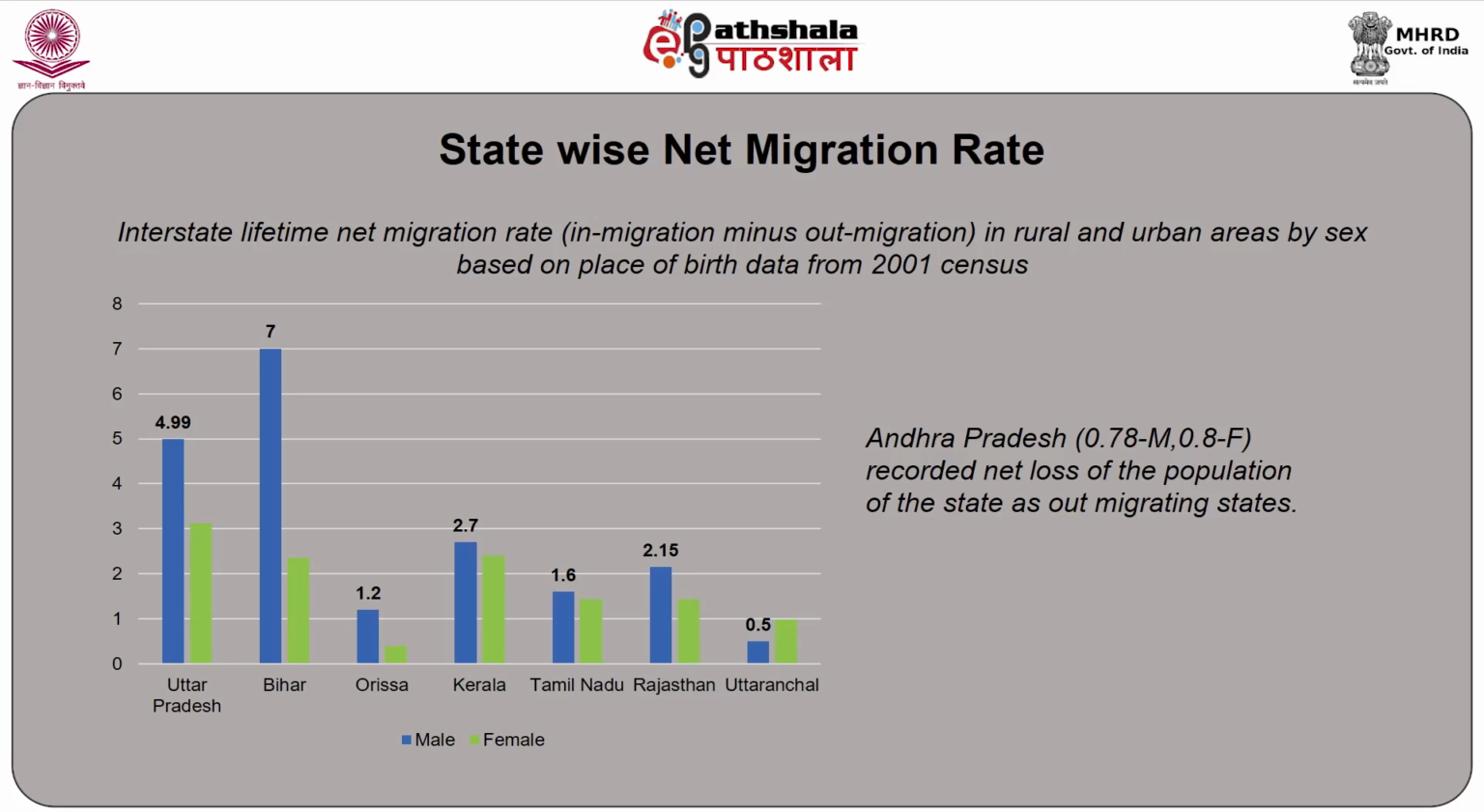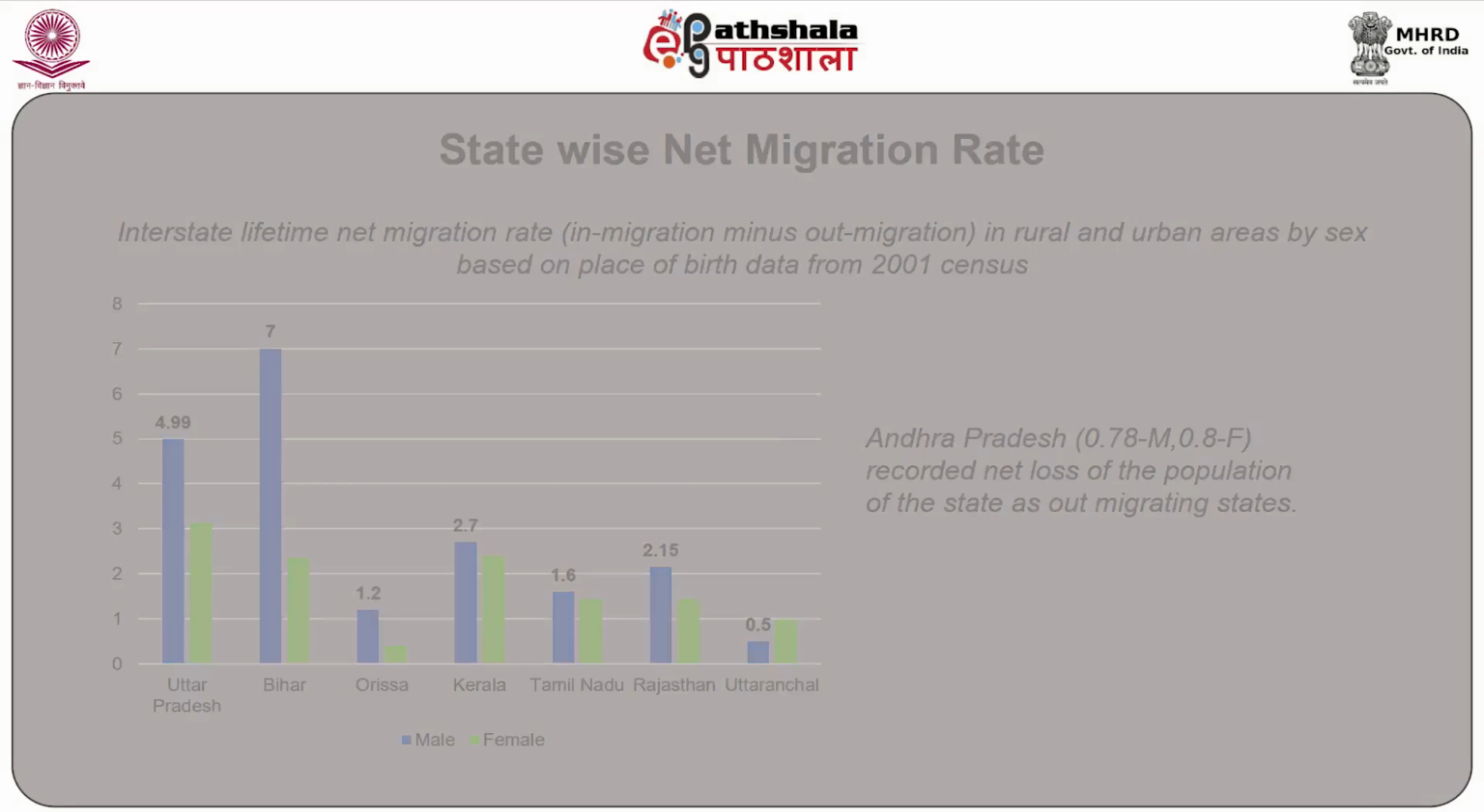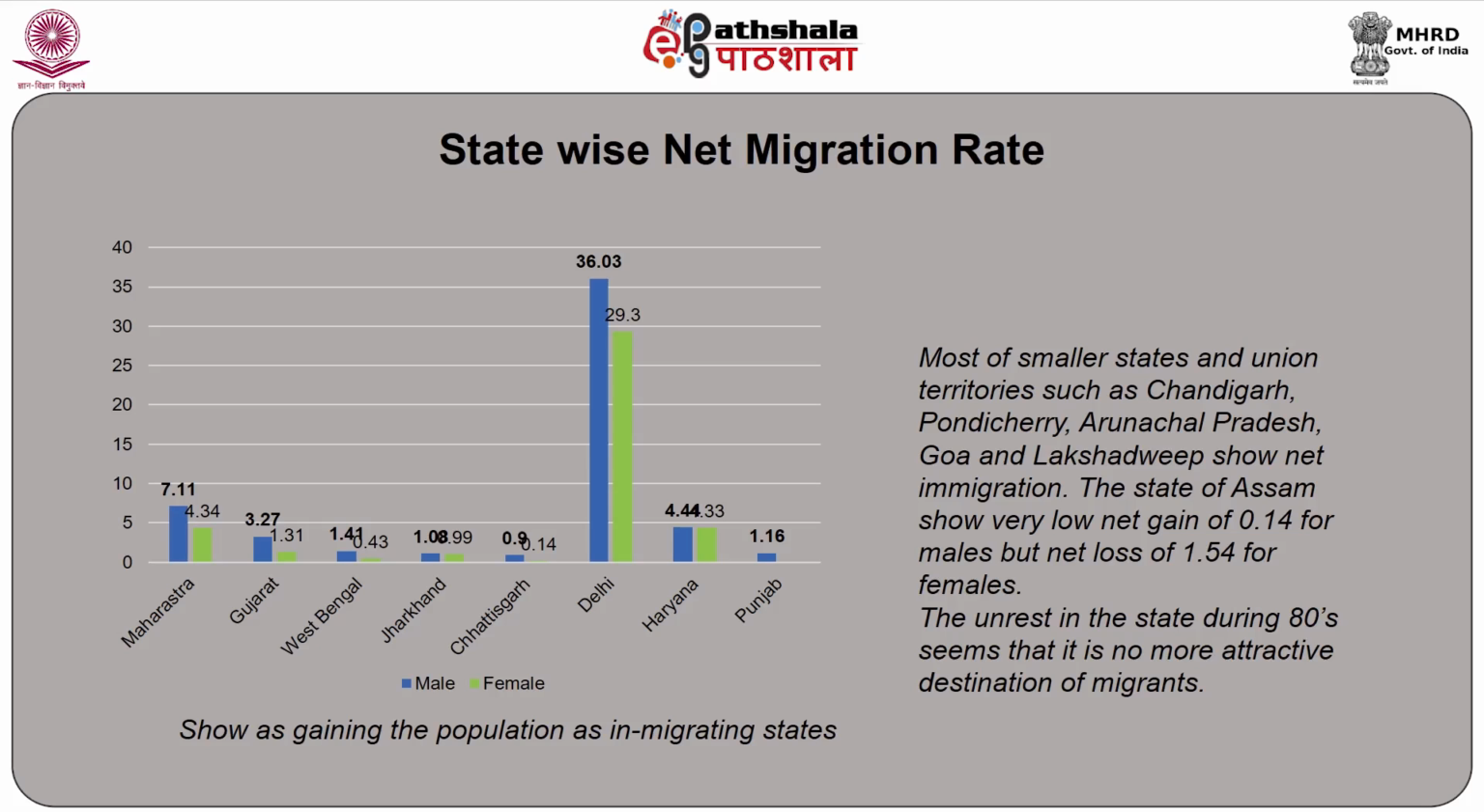Among the major states in the country, Uttar Pradesh, followed by Bihar, Orissa, Kerala, Tamil Nadu, Rajasthan, Uttaranchal, and Andhra Pradesh have recorded a net loss of population as out-migration states. The other states, for instance Maharashtra, Gujarat, West Bengal, Jharkhand, Chhattisgarh, Delhi, Haryana, and Punjab, show population gain as in-migration states.